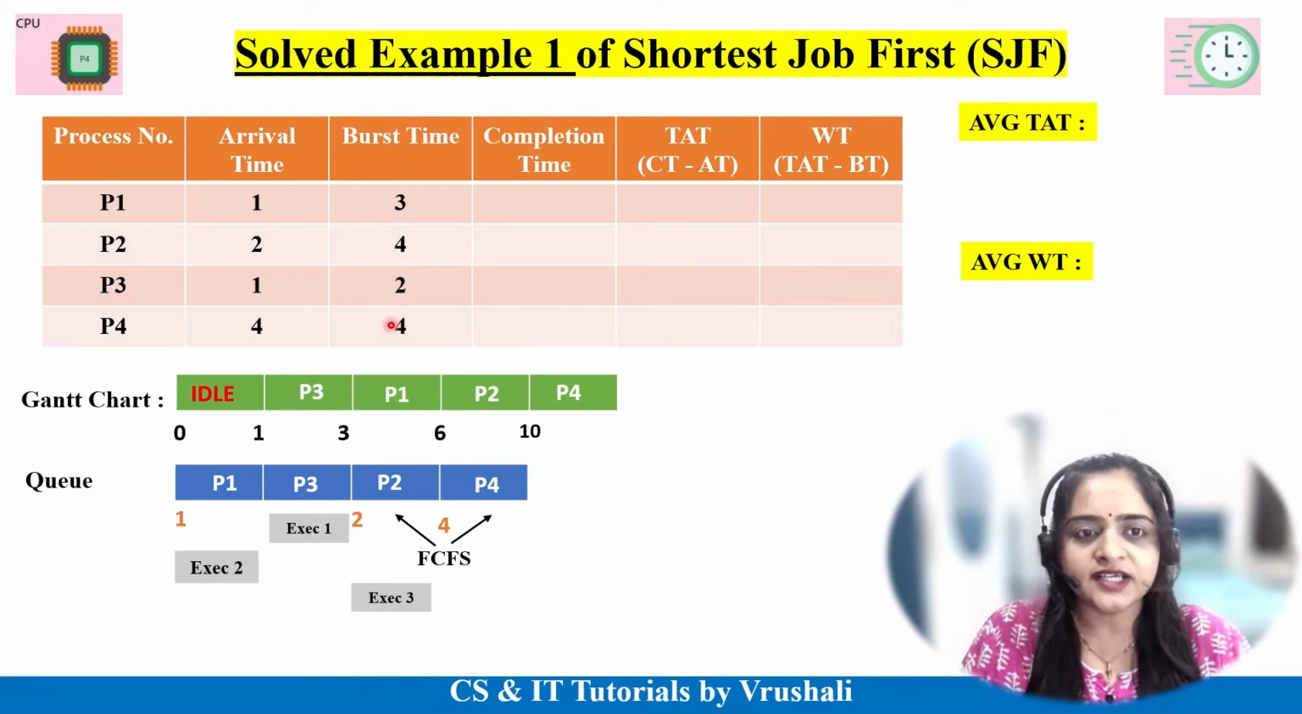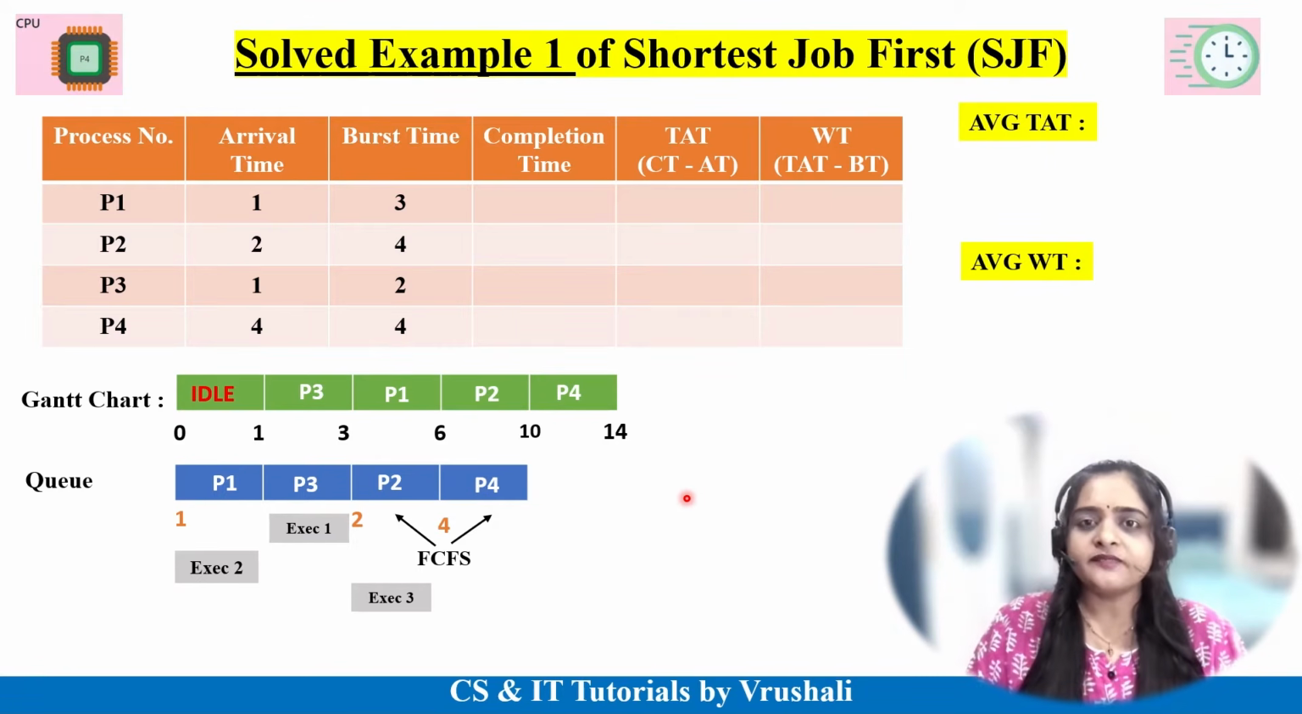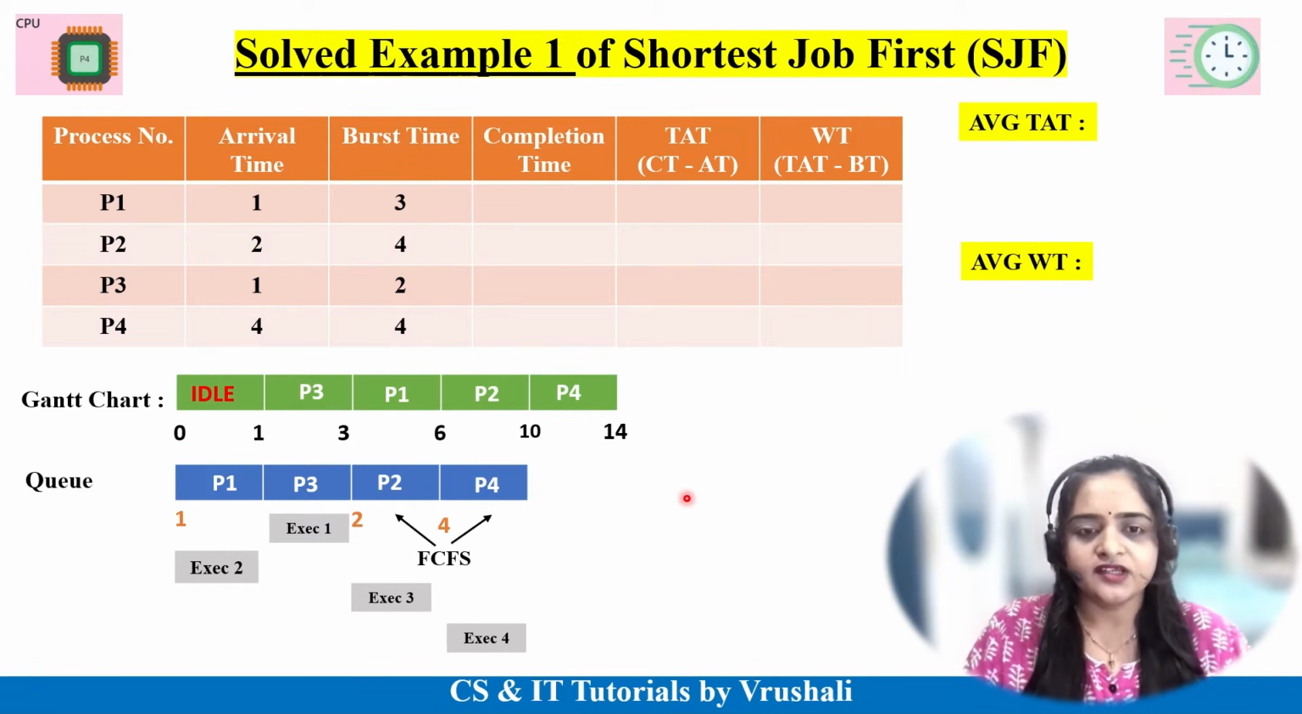What is their burst time? 4. So 10 plus 4 is equal to 14. So in this way CPU executed one by one each and every process as per their burst time. So your P4 process has executed. Clear? Now as per the Gantt chart you need to find out the value of this.